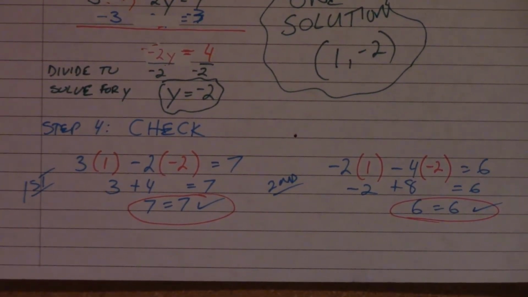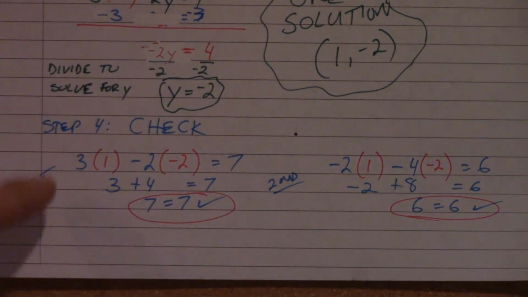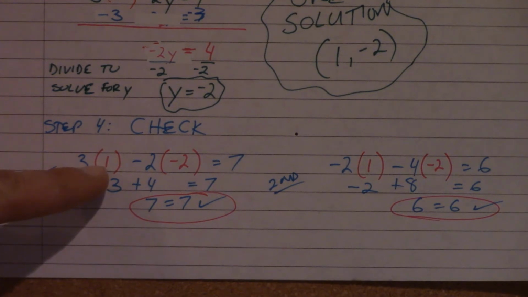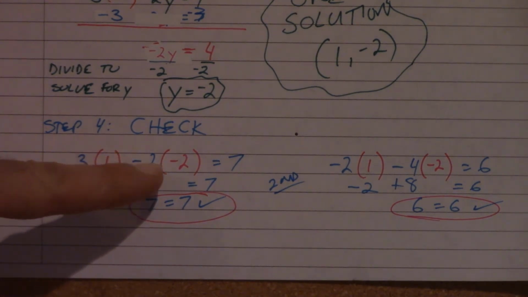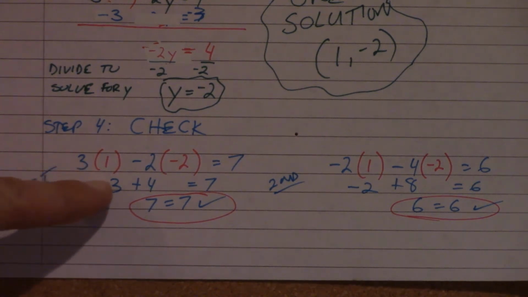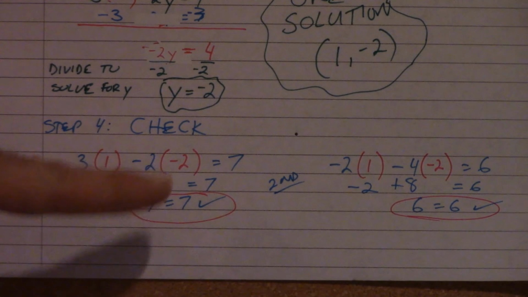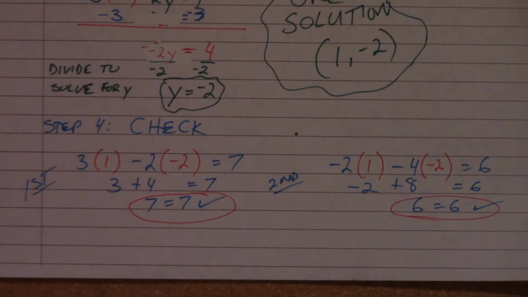So how do we check it? We came up with a solution of 1 and -2. So we're going to substitute wherever we see x's and y's with 1 and -2. 1 is the x, -2 is the y. So 3 times 1 minus 2 times -2 equals 7. 3 times 1 is 3, -2 times -2 is 4. 3 plus 4 is 7. That checks for the first equation.